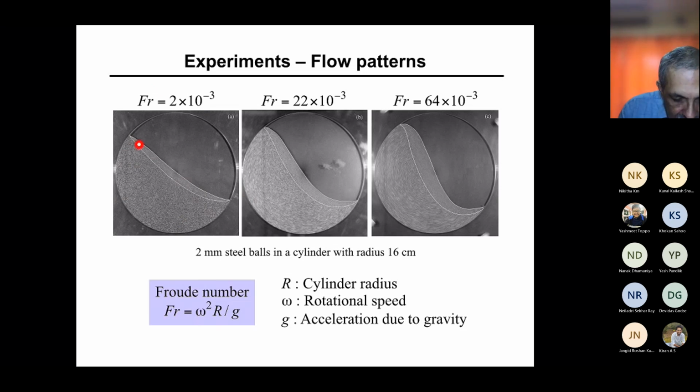And what is interesting is that you see this layer here, but as you go on increasing the Froude number, this layer becomes more vertical, the angle increases, and the shape also changes. And of course, this is keeping everything fixed and only increasing the rotational speed. So what is actually happening is that the inertial terms are increasing. And so as a result, the particles are being pulled up. You will also have some centrifugal force, which is pushing the particles out. So you get this kind of behavior.